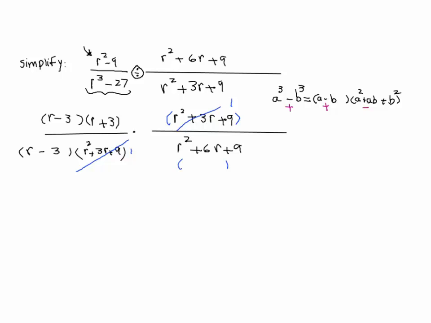And also we can see that r² + 6r + 9 can be factored. So r and r, and for 9 it would be 3 and 3. So it would be (r + 3)(r + 3), and then here we can reduce r + 3 as well as r − 3. So we end up with 1 at the top of the fraction, and at the bottom of the fraction we only get r + 3. So the answer is 1 over r + 3.